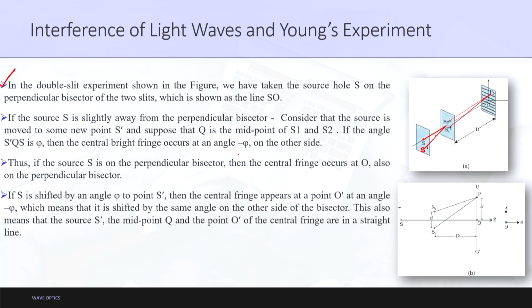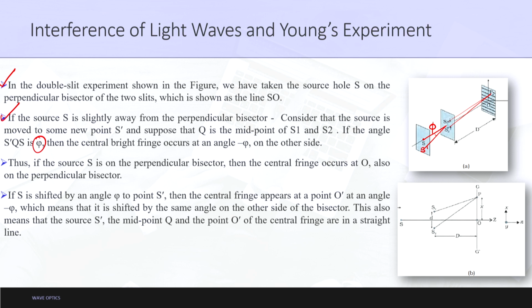So, just explaining the line again. If the source S is slightly away from the perpendicular bisector, consider that the source is moved to a new point S dash, and suppose that Q is the midpoint of S1 and S2. If the angle S dash Q is phi, then the central bright fringe occurs at angle minus phi on the other side, either above or below.